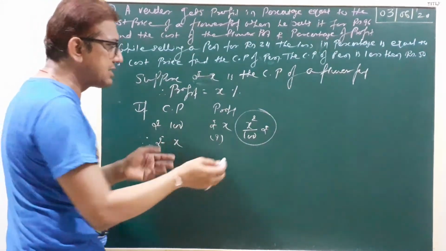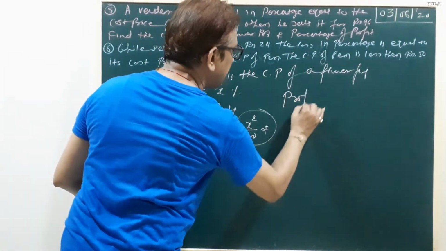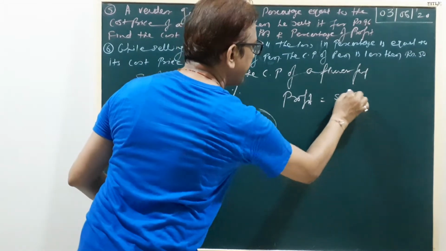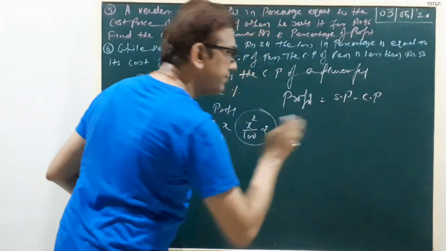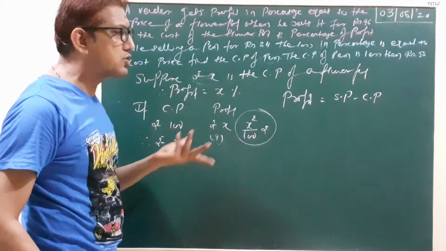Now the sum is very easy. Now apply the 6th standard formula. Profit equal to SP minus CP. Profit equal to selling price minus cost price.